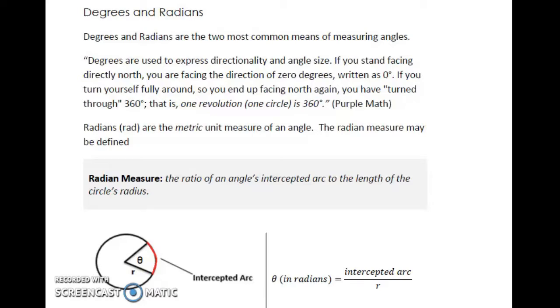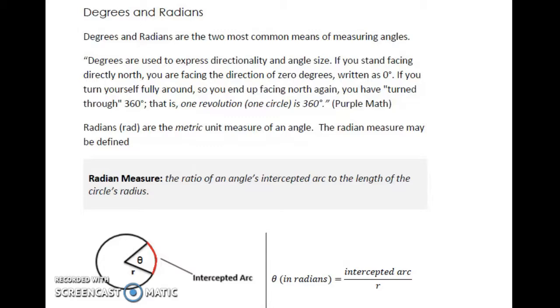In this section, we are learning about radian measure. Degrees and radians are the two most common means of measuring angles. Degrees are used to express directionality and angle size. If you stand facing directly north, you are facing the direction of 0 degrees, written as 0 with the degree symbol. If you turn yourself fully around so you end up facing north again, you have turned through 360 degrees. That is one revolution, or one circle, is 360 degrees.